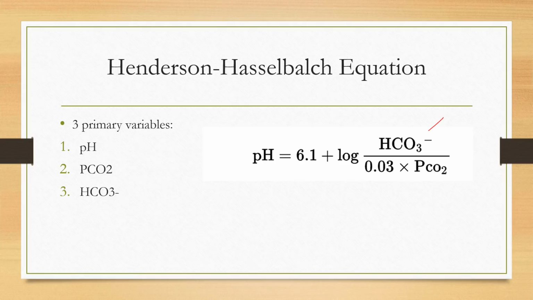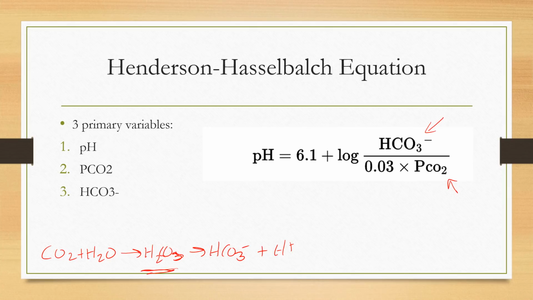This is representative of our base, and this is representative of our acid right here. Yes, I know in our formula here, CO2 plus H2O gives us carbonic acid, H2CO3, that should be a 3. Then HCO3 minus plus the proton, so that's our formula.